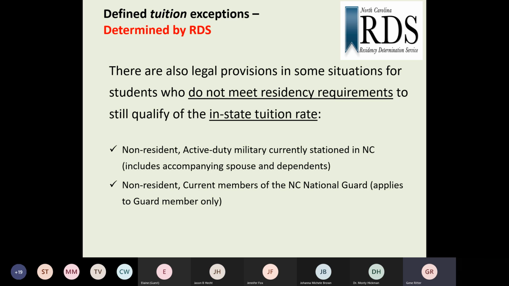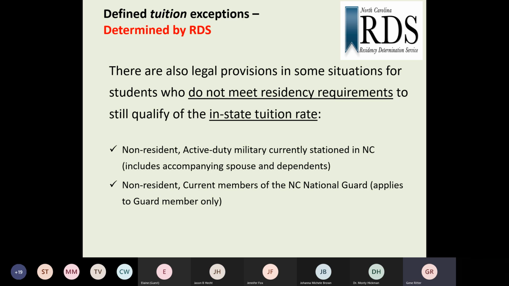There are, for some non-residents, special situations carved into law, and I alluded to this one, where a non-resident could be charged the in-state tuition rate. The biggest exception you're going to see is for active duty military stationed in North Carolina, including a spouse and dependents if they're here with them, that are claiming another state as their permanent residence, but they're here. They can get what we call the out-in. They're out-of-state residents because they don't meet the legal requirements, but there's a provision to give them in-state tuition.